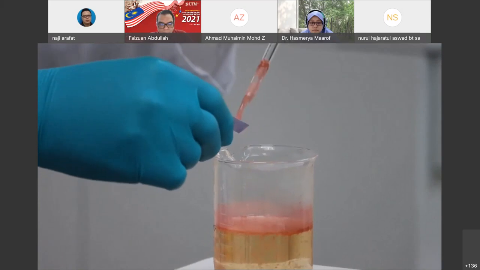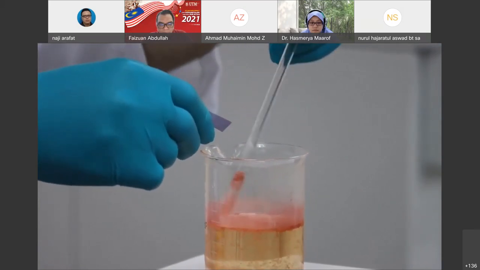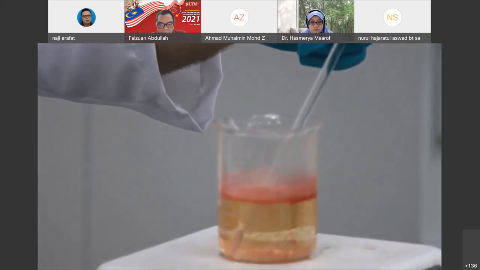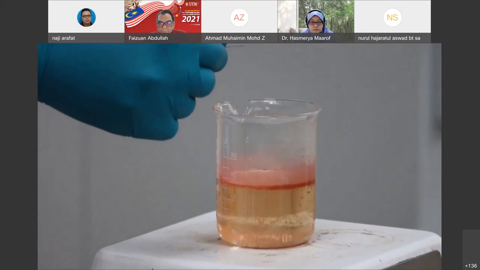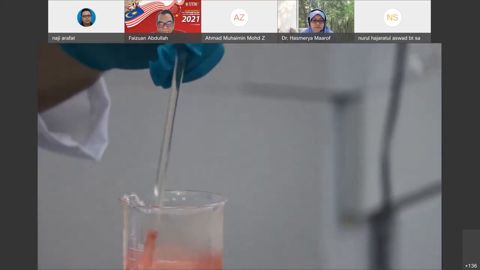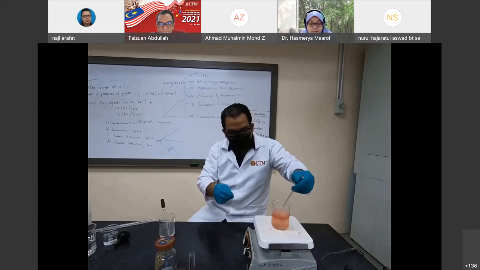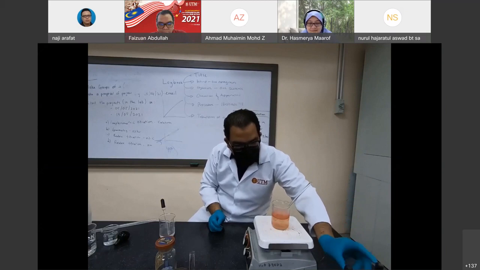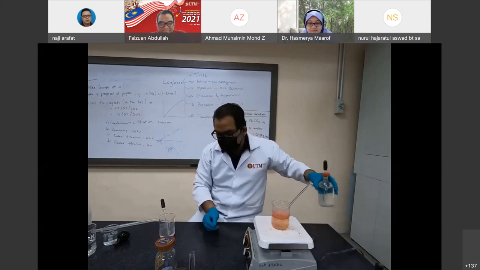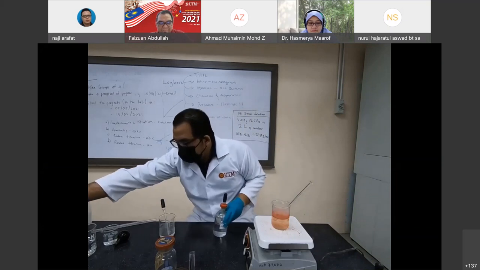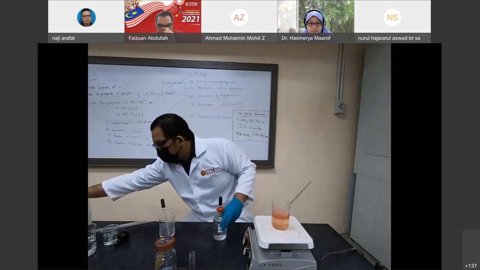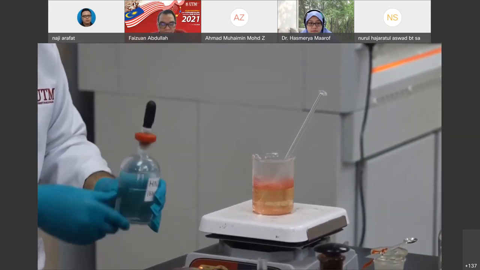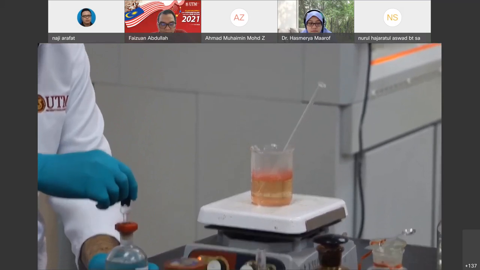Well, as you can see here, after checking the solution with the litmus paper, it appears that the solution is not yet acidic. So it is imperative for me now to add the concentrated nitric acid dropwise. Where is my concentrated nitric acid? Here it is. Now I'm going to add this nitric acid dropwise into the beaker, and then I'm going to stir it for a while, and then I'm going to check whether the pH has turned acidic.